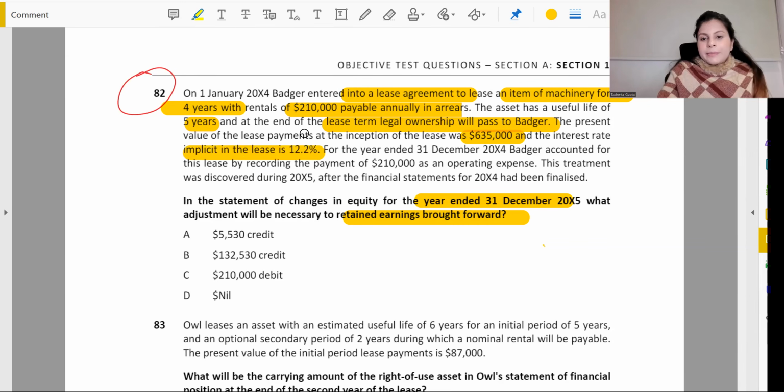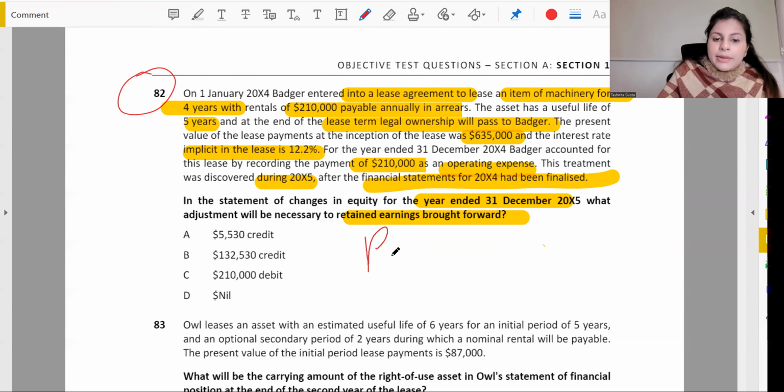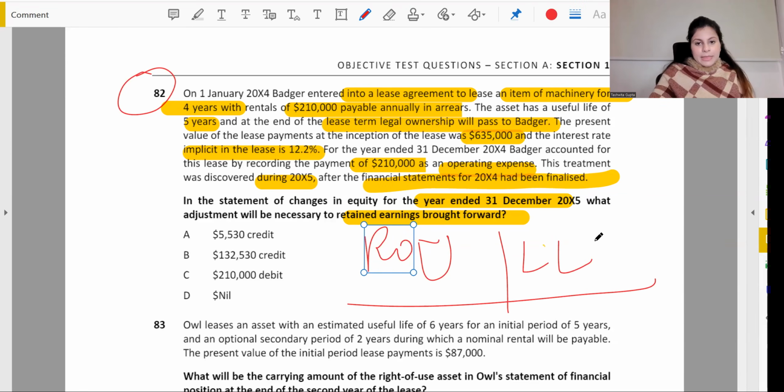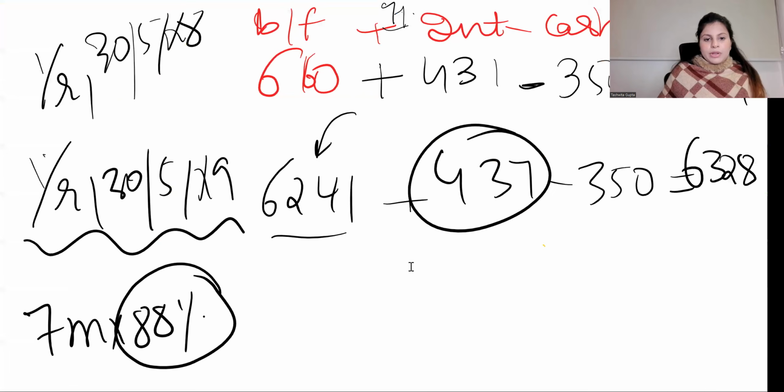For the year ended 31st December, Badger accounted for this lease by recording the payment of 2,10,000 as an operating expense. This treatment was discovered during 2016 after the financial statements had been finalized. So what have they done? They've recorded this whole rent that they've paid as an expense. Is it correct? Are you not supposed to record your ROU and the lease liability? They have totally forgotten about it. They have not recorded their ROU and the lease liability. So what will I do? Let us see. Let's go to the board.